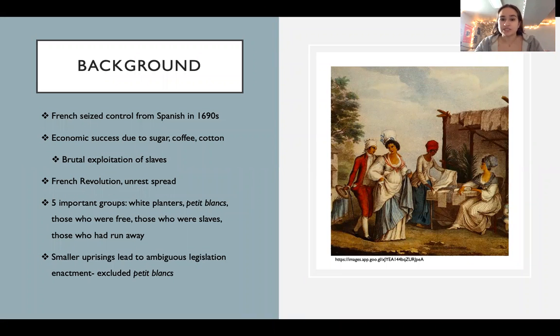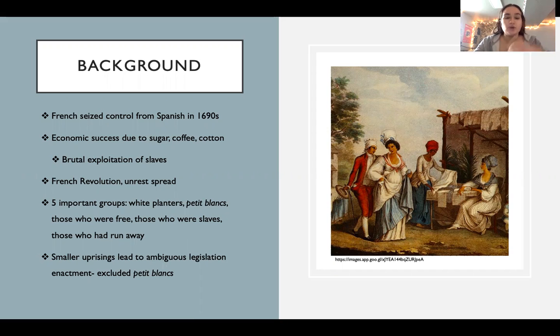They named it Saint-Domingue. It was a huge economic success due to the production of sugar, coffee, I believe indigo, and cotton. However, one of the reasons for this economic success was also based on the brutal exploitation of slaves. If they hadn't had slaves, there definitely wouldn't have been as much of an economic success because they would have been paying their workers.